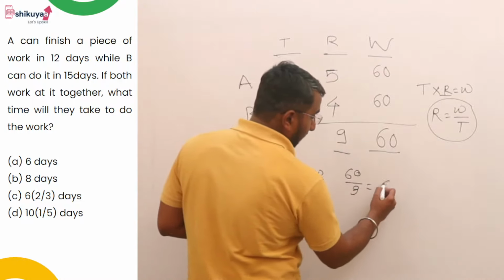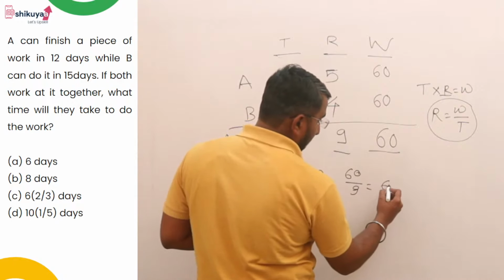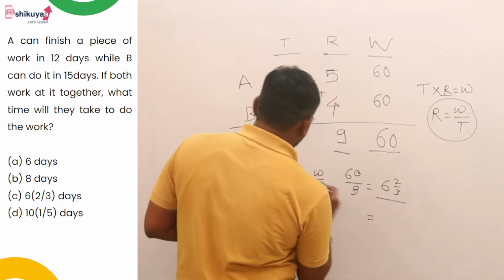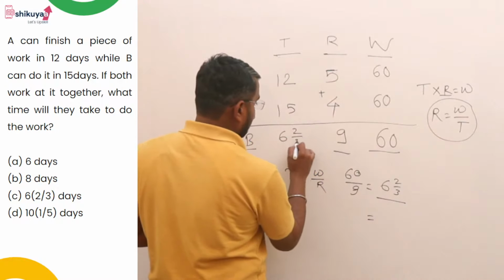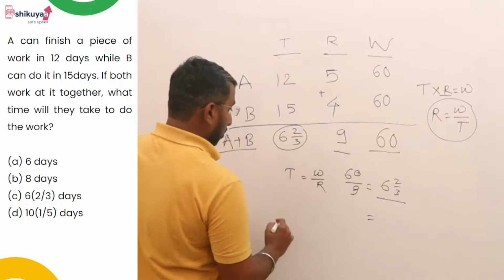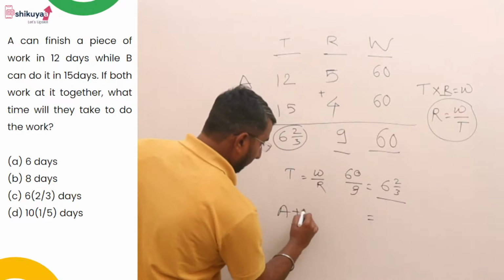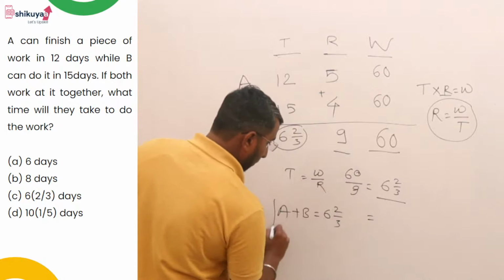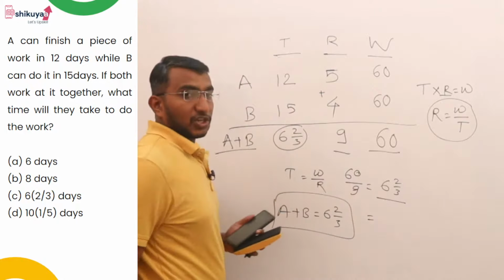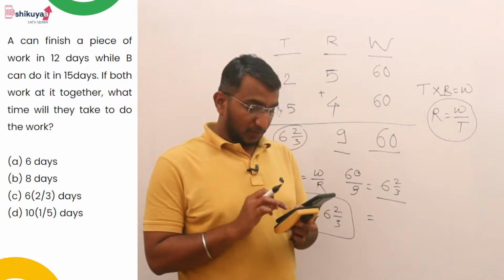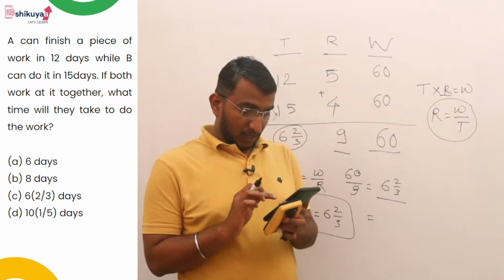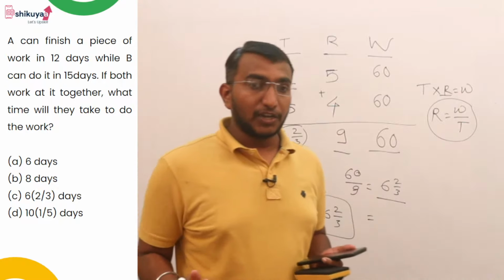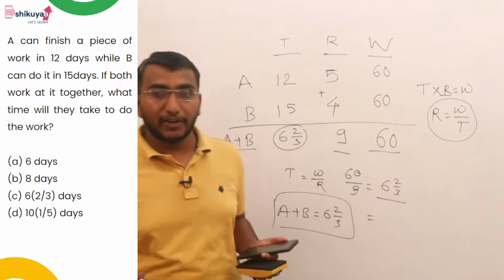Your answer will be 6 integer 6 by 9, that is 2 by 3. So here it is, 6 integer 2 by 3. So how much time A and B will together take to finish this unit of work is 6 integer 2 by 3, which is given in the option: A is 6, B is 8 days, and option C is 6 integer 2 by 3. I hope you all have understood.